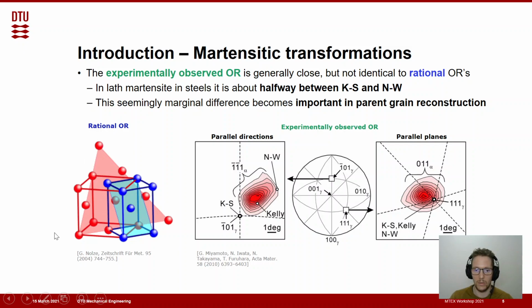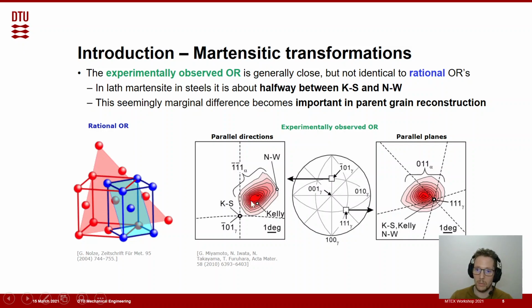This is the ideal rational orientation relationship where we have the parallel planes between martensite in blue and austenite in red. And if you look at the experimentally observed orientation relationship on this pole figure, we can see that the parallel planes down here are quite close. The experimental 011 martensite planes are quite close to the 111 in austenite.